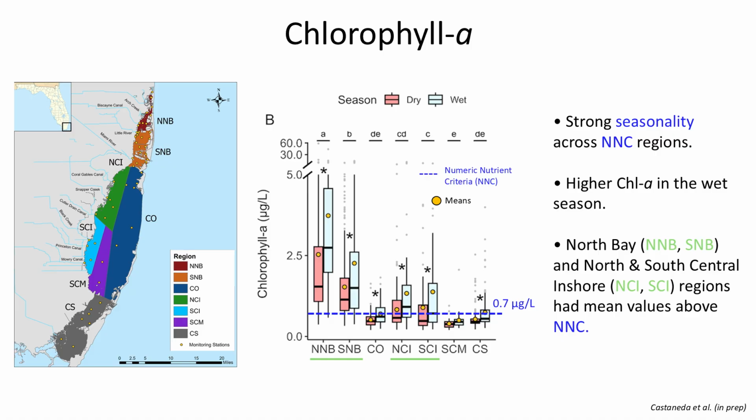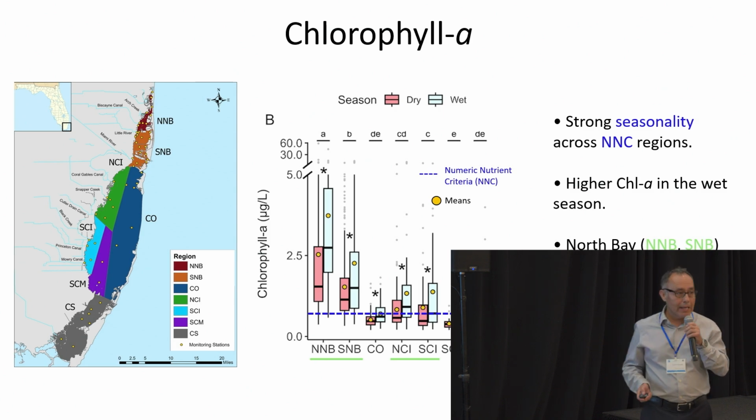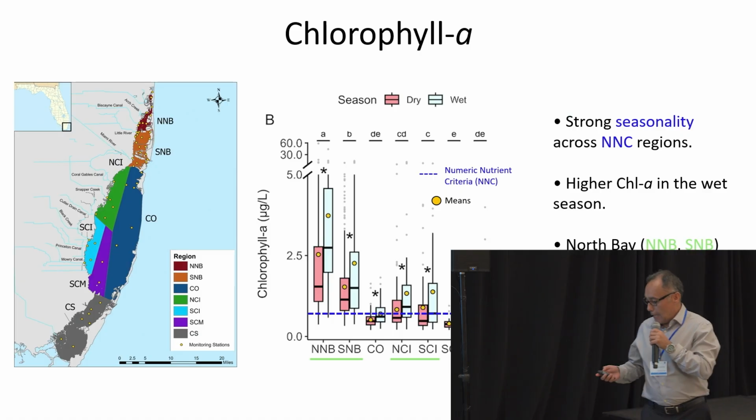But we know that this nutrient criteria is higher, for instance, in the north part of the bay, about 1.5 micrograms per liter. So you see basically that these two regions in the north, and the north central inshore and the south, which is this one, are where we observe the higher chlorophyll concentrations.